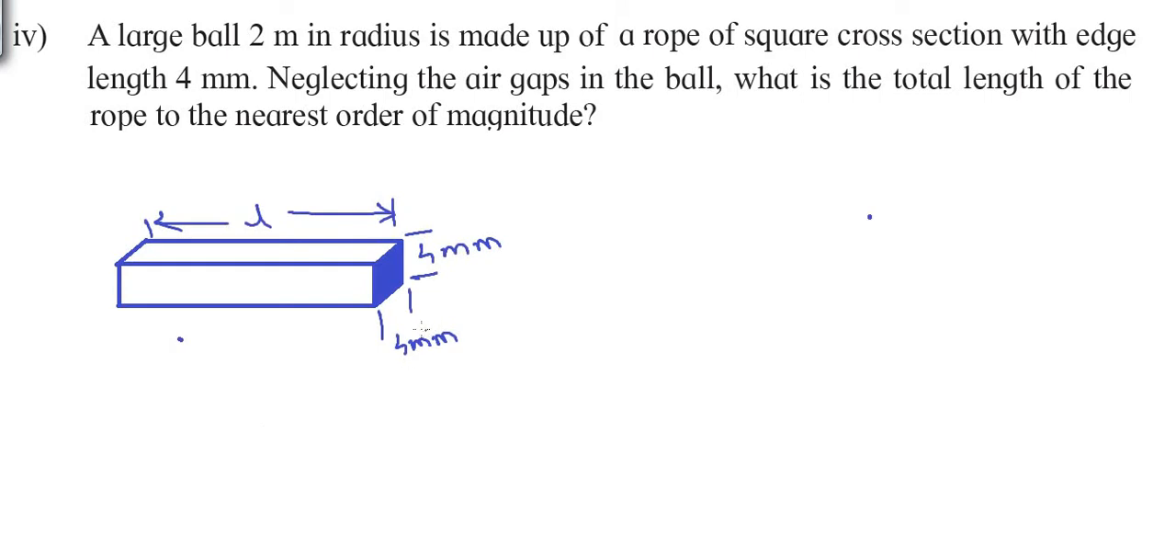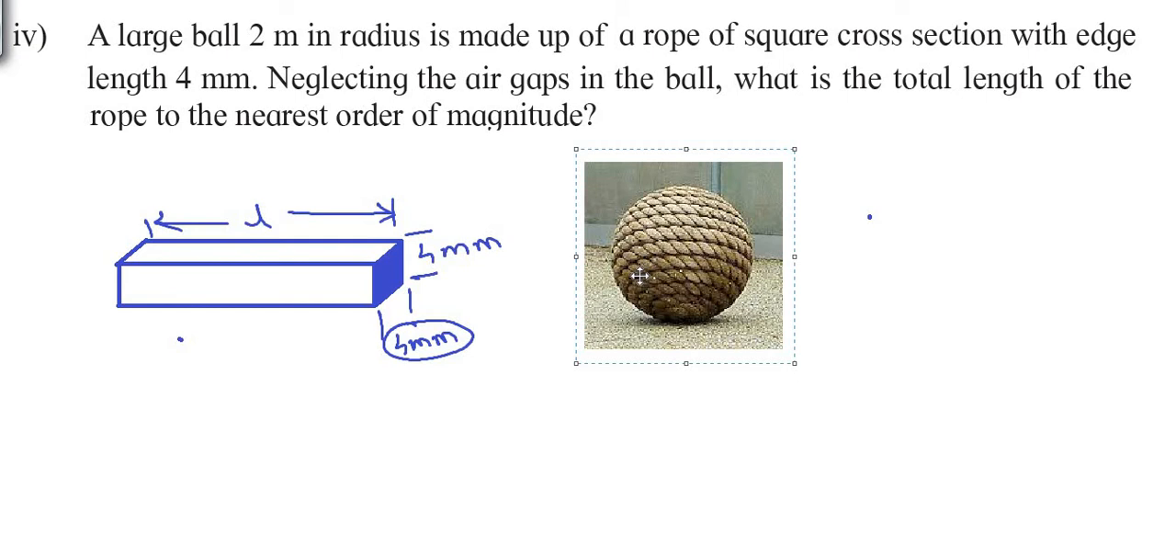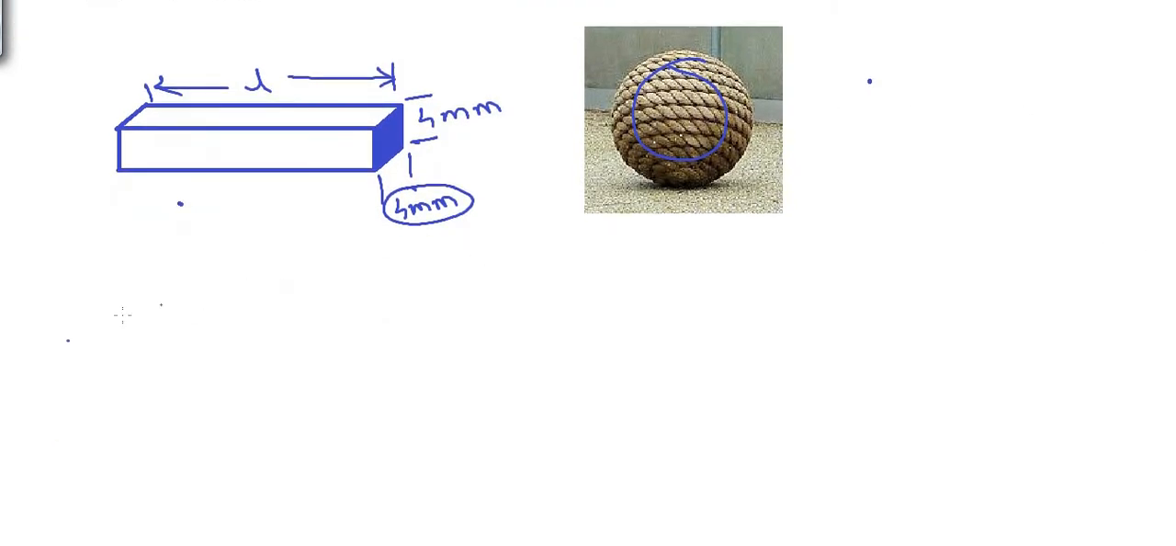Now a rope like this having edge length 4 mm is made to wound a ball like this shown in the adjacent figure. Now when the ball is made up of this rope and air gaps are to be neglected, then the total volume of rope inside this ball is equal to the volume of the ball. Okay, so now we can write that therefore volume of rope used is equal to volume of the ball.